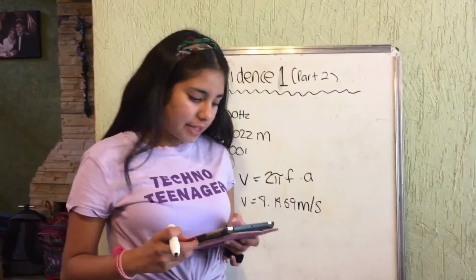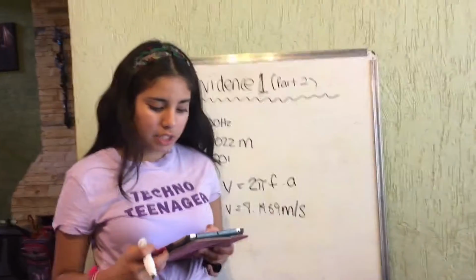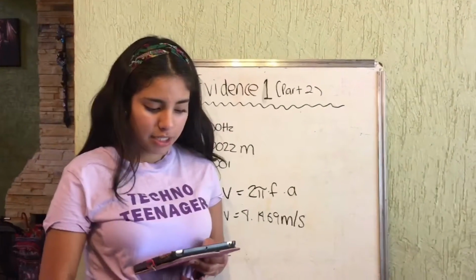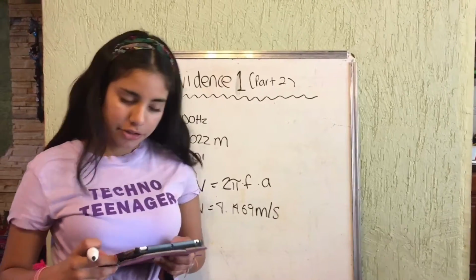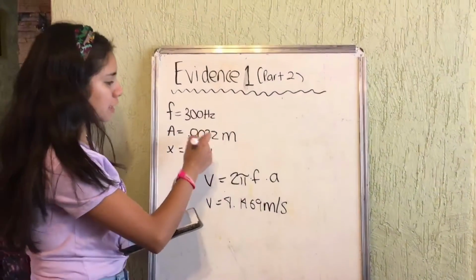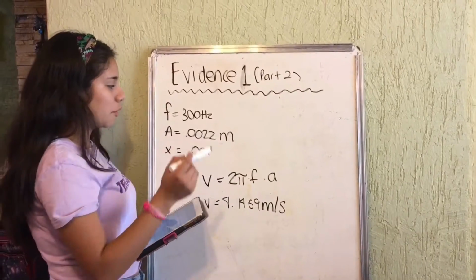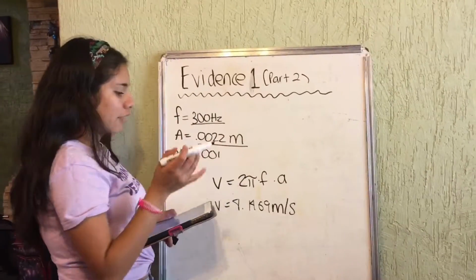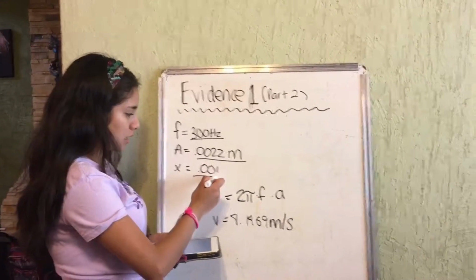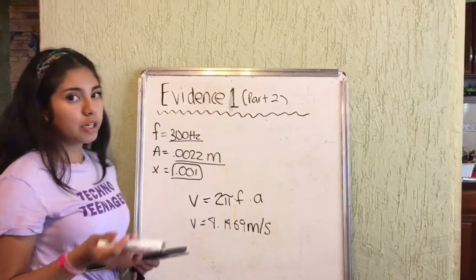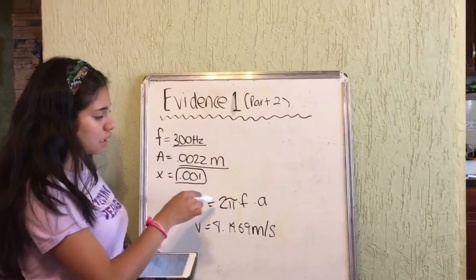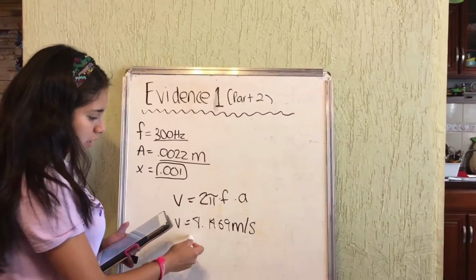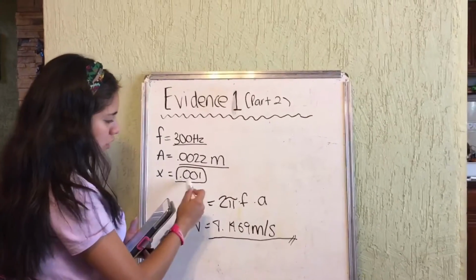Problem number 2. The tines of a tuning fork have a vibration frequency of 300 Hz and an amplitude of 2.2 millimeters. What is the speed if the displacement is 1 millimeter? This is easy. You just have to convert the millimeters to meters. I already did it, and it's 0.0022 meters. Remember, we have the hertz, we have the millimeters, and we are looking for this specific number. We're going to use this formula, velocity equals 2π times frequency times amplitude, and this is our result at 1 millimeter.